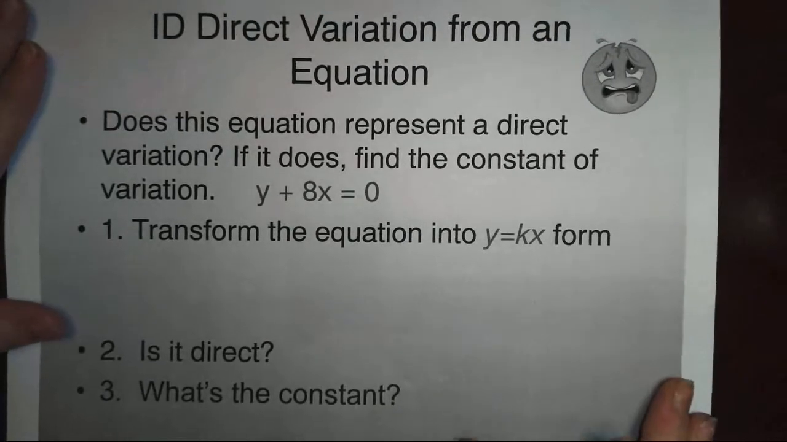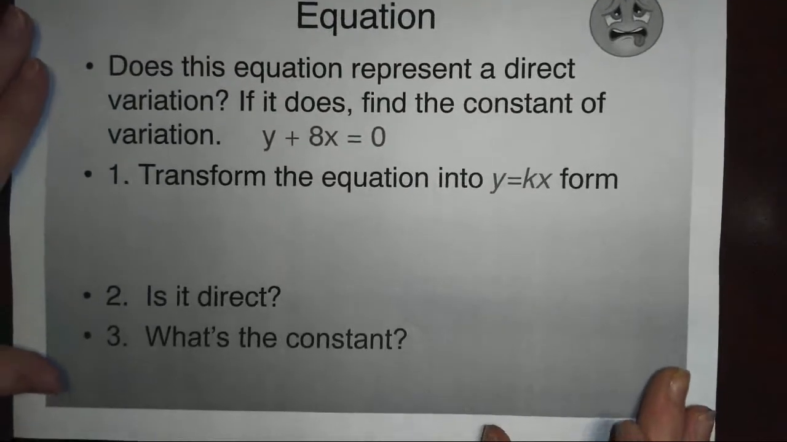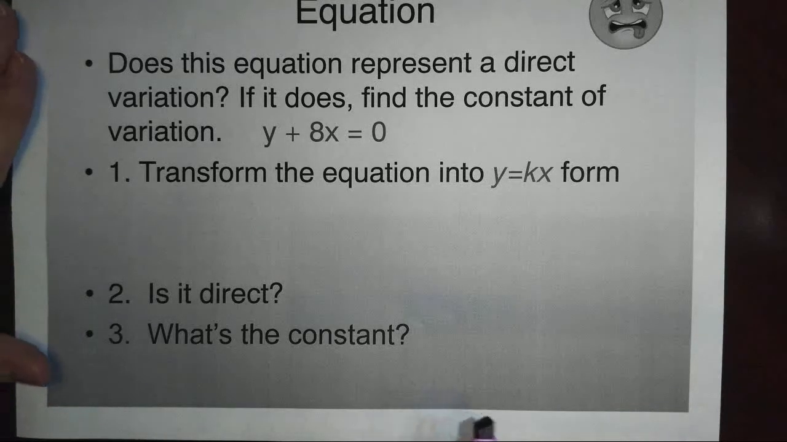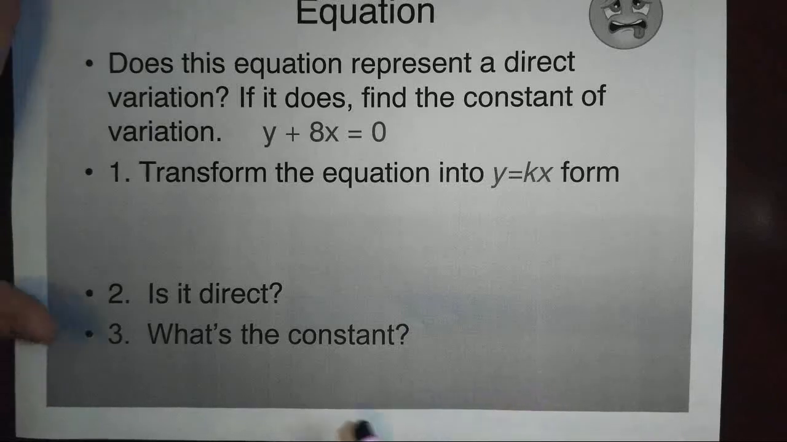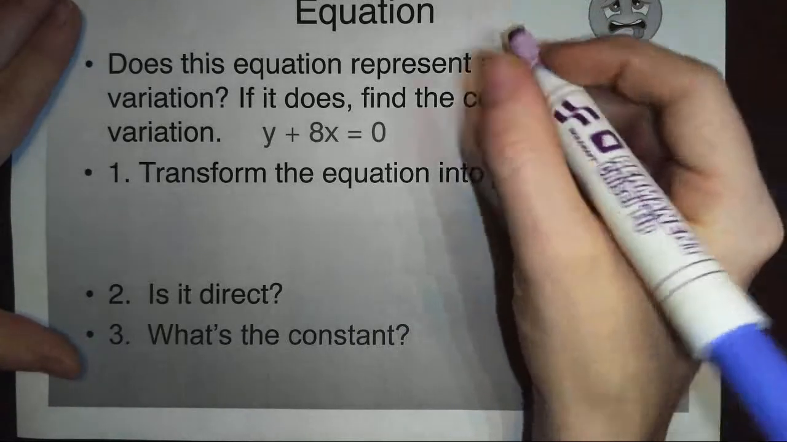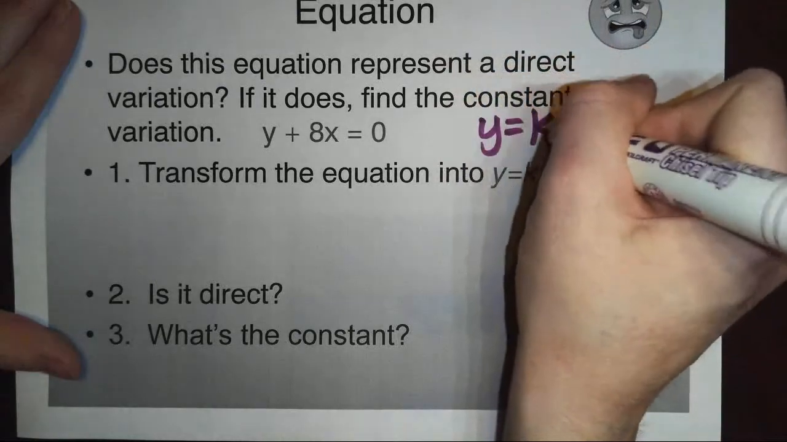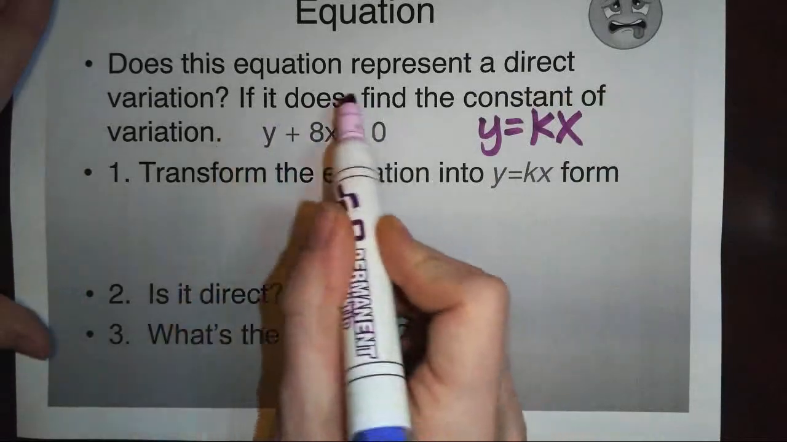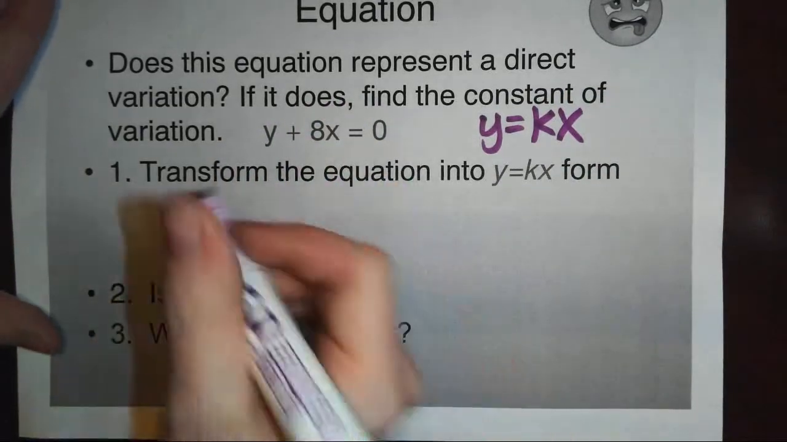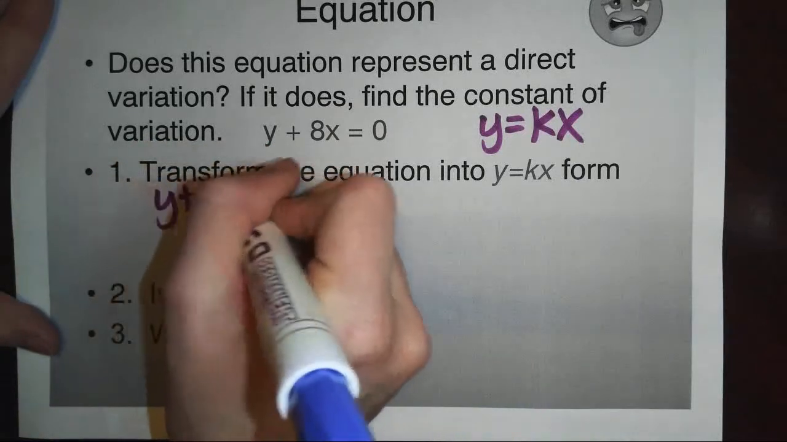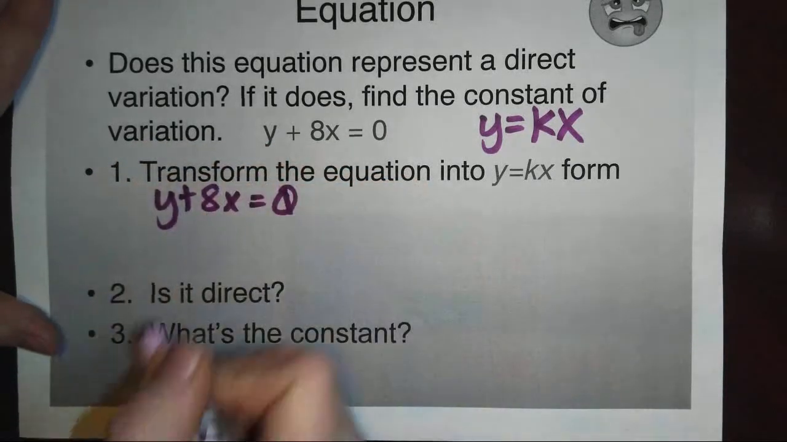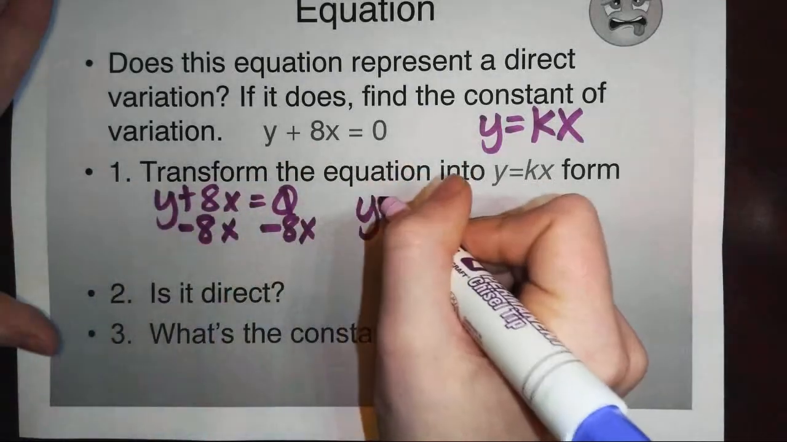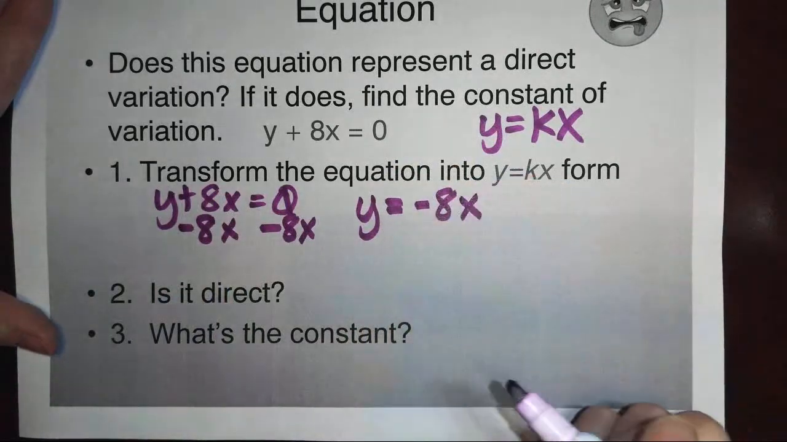Here we want to identify a direct variation from an equation. And they're asking us, does this equation represent a direct variation? And if it does, find the constant of variation. Now what they're wanting to know is, can we put this equation into the form y equals kx, or y equals some number times x? Now this equation definitely isn't in that form because y is not by itself. So we have y plus 8x equals 0. And if we want to get y by itself, we're going to have to subtract 8x from both sides. Now that gets us y equals negative 8x.